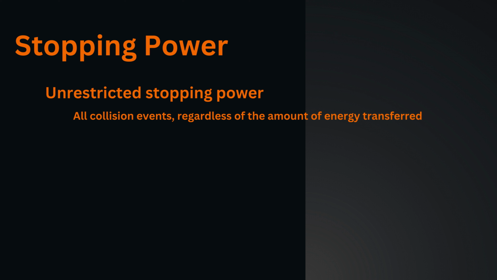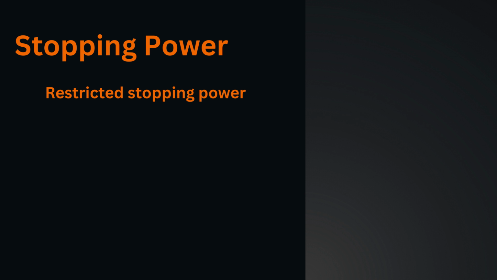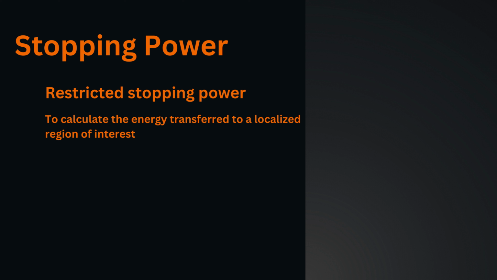The unrestricted stopping power considers all collision events, regardless of the amount of energy transferred in a single interaction, which includes the energy transferred through soft and hard collisions and delta rays. On the other hand, the restricted stopping power focuses only on the localized energy deposition. So, the concept of the restricted stopping power is introduced to calculate the energy transferred to a localized region of interest.